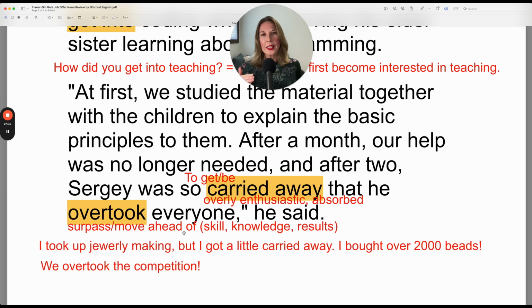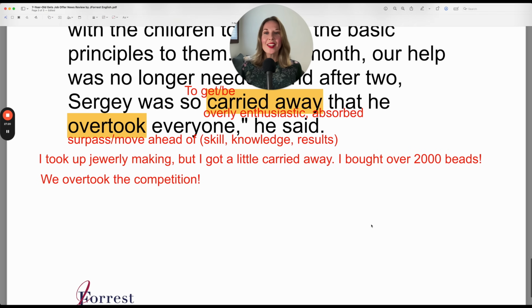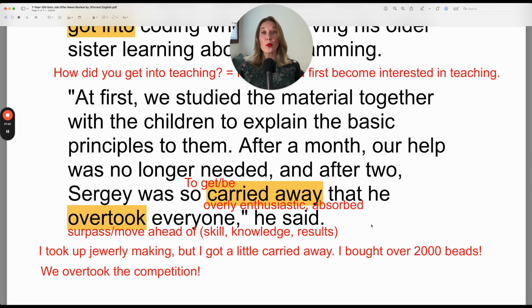So this is commonly used in a competitive atmosphere. A business might say, we overtook the competition. We surpassed the competition. And most likely this could be in results. And that's the end of the article. So what I'll do now is I'll read the article from start to finish, and this time you can focus on my pronunciation.